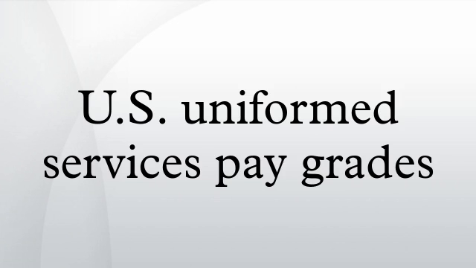Pay grades are divided into 3 groups: enlisted, warrant officer, and officer. Enlisted pay grades begin at E1 and finish at E9. Warrant officer pay grades begin at W1 and finish at W5. And officer pay grades begin at O1 and finish at O10.